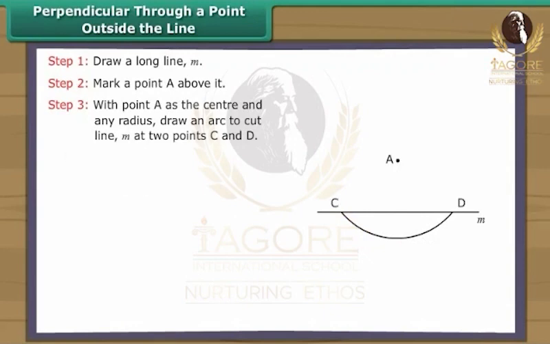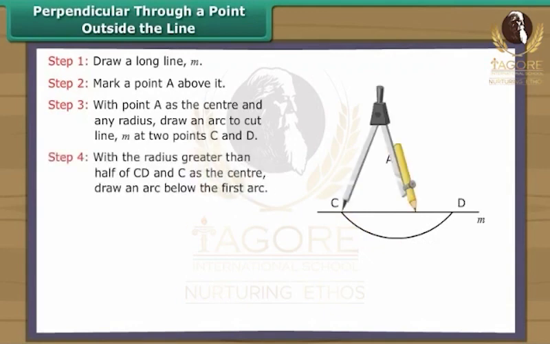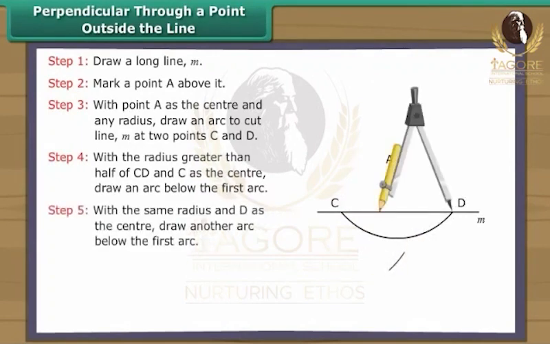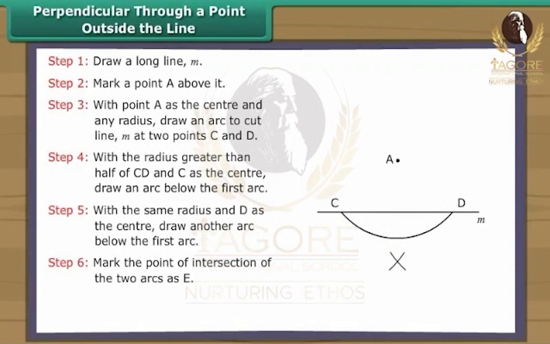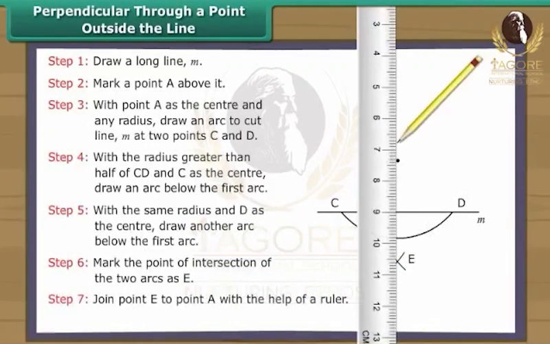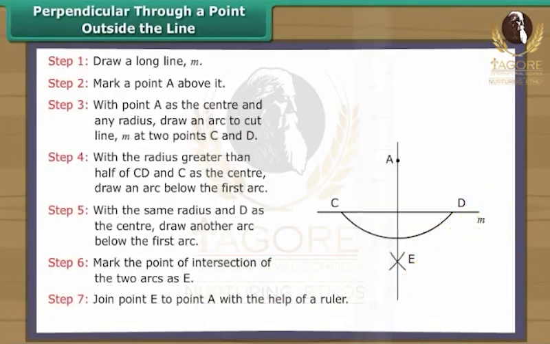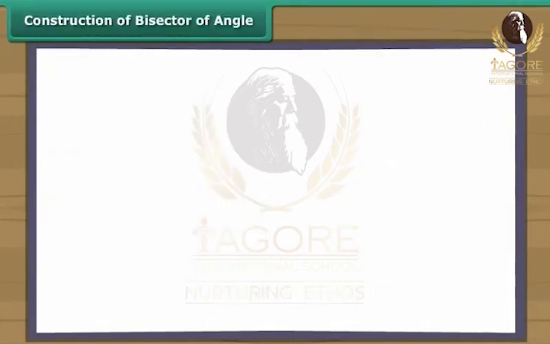and D. With a radius greater than half of CD and C as the center, draw an arc below the first arc. With the same radius and D as the center, draw another arc below the first arc. Mark the point of intersection of the two arcs as E. Join point E to point A with the help of a ruler. AE is perpendicular to line M.